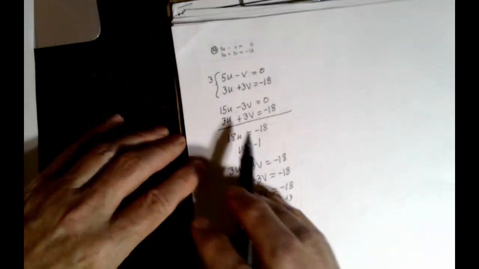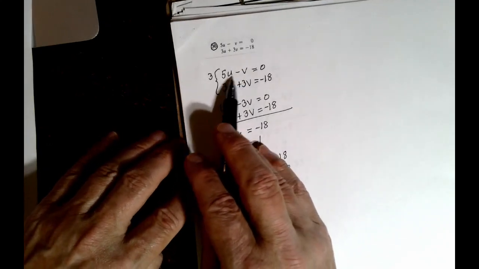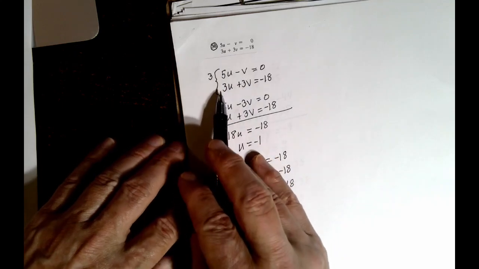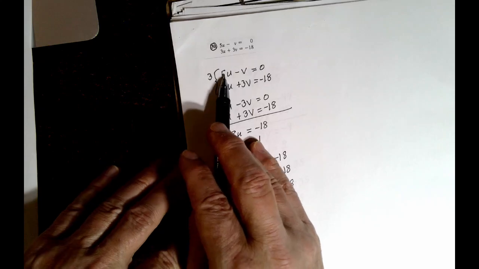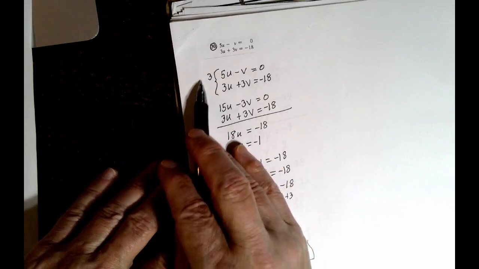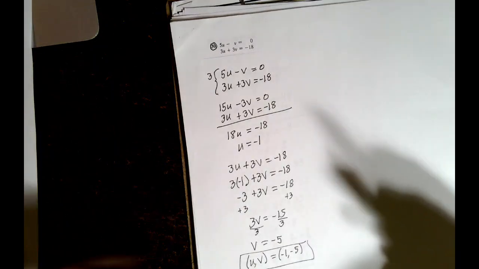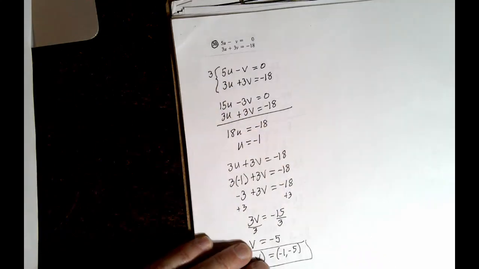Now in 30, let's say you don't see that you need to multiply this one by 3 so that you get minus 3v and plus 3v. Let's say you want to get rid of the u's. You can do that. If this one has a 3, multiply that one by 3, and multiply this one by 5, and then flip one of the signs of one of them, and then your u's will go away. So it doesn't matter which variable you get rid of, but sometimes you only have to multiply by one number.